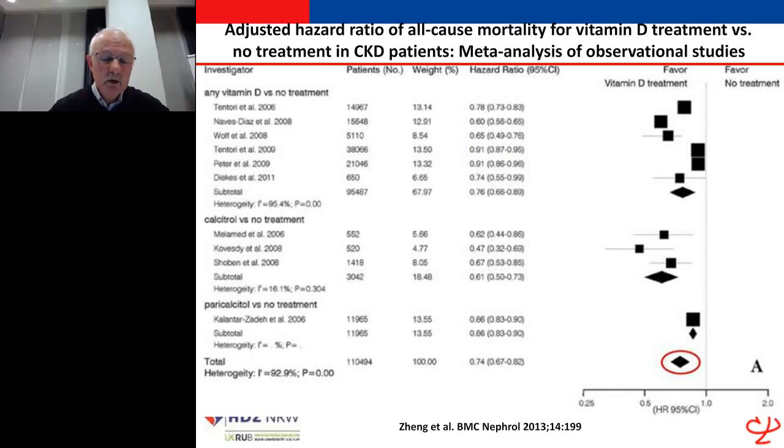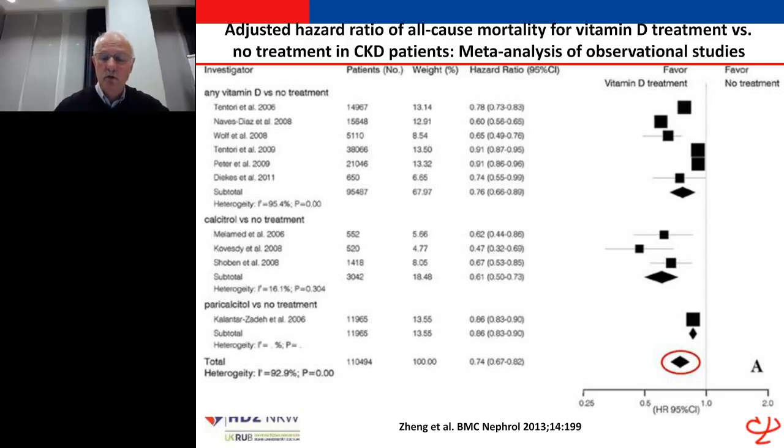And here you can see a meta-analysis about the hazard ratio of all-cause mortality for vitamin D treatment versus no treatment in chronic kidney disease patients. And if you look at the summary on the bottom line, those who were treated with vitamin D, with the different forms of vitamin D, with the active form of vitamin D and also with the native form of vitamin D, had a lower risk of all-cause mortality, approximately 25% lower risk.